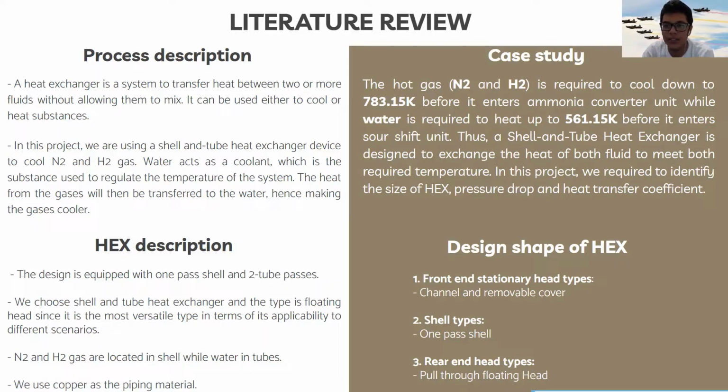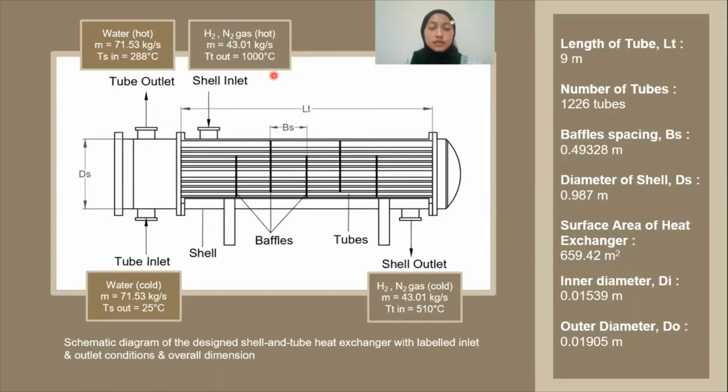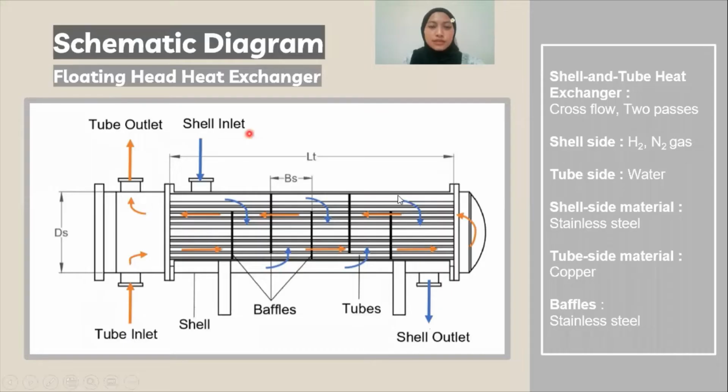So I will pass the next part to Aisyah. Thank you. Now I will present the schematic diagram for our floating head heat exchanger. As you know from our case study, we plan to cool the hydrogen and nitrogen gas by using water as our cooling medium. So this is the design that we proposed of a floating head heat exchanger with 2 passes. Here I have labeled the components.